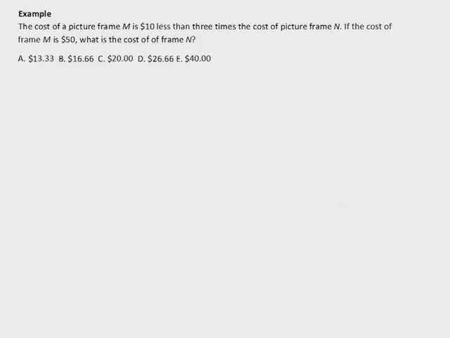The cost of picture frame M is $10 less than 3 times the cost of picture frame N. Let the cost of picture frame M be denoted by M and the cost of picture frame N be denoted by N. So M is equal to 10 less than 3 times the cost of frame N. 3 times the cost of frame N would be 3N, and then we need 10 less than that, so minus 10. There are two operations here: 3 times the cost of the frame, and then 10 less than 3 times the cost of the frame.